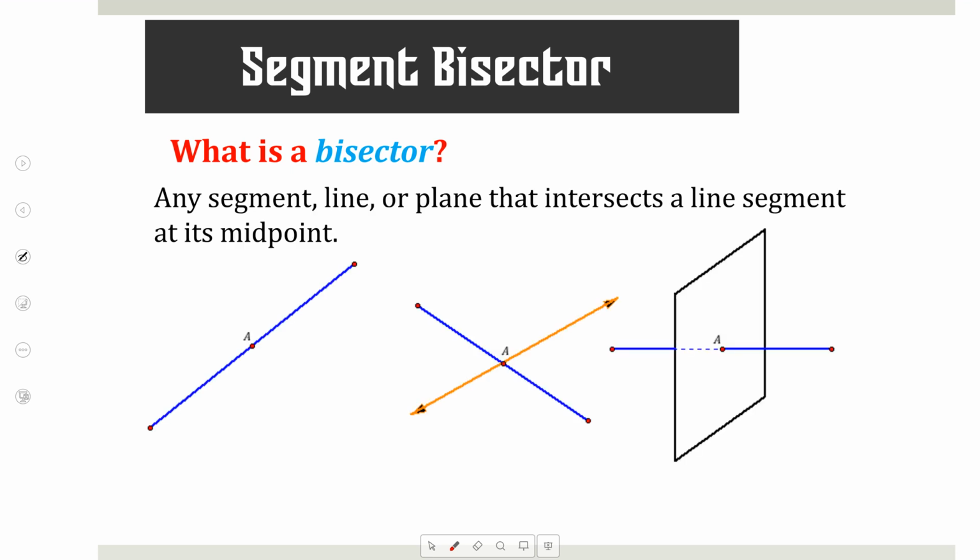There's some pictures. Okay, the first one is a segment with a midpoint on it. That midpoint is a bisector. The second picture is a line passing through a segment. So the line becomes the bisector. And then the third wonky thing is a plane being a bisector. Lines cannot be bisected. They go on forever. You can't fold a line in half. Right?